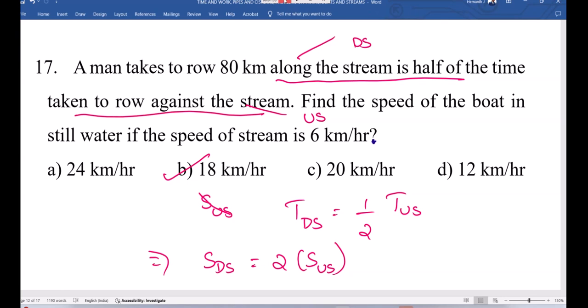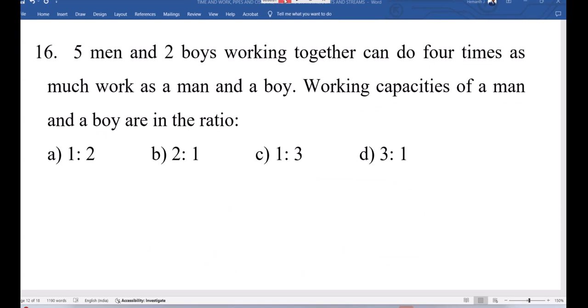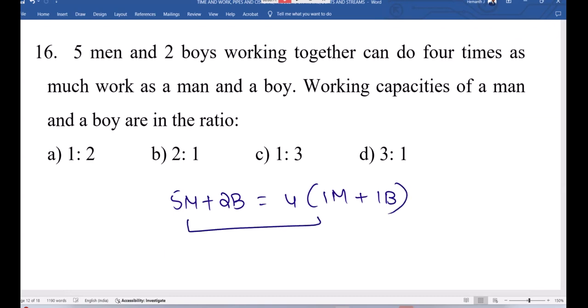Along with the stream is downstream, against the stream is upstream. The 16th is a direct question. 5 men plus 2 boys are doing 4 times the work of 1 man and 1 boy. The relationship is straightforward: 5 men, 4 men, 1 man; 4 boys and 2 boys, 2 boys. So man to boy is 2 by 1. So option B, 2 is to 1, is the correct answer.